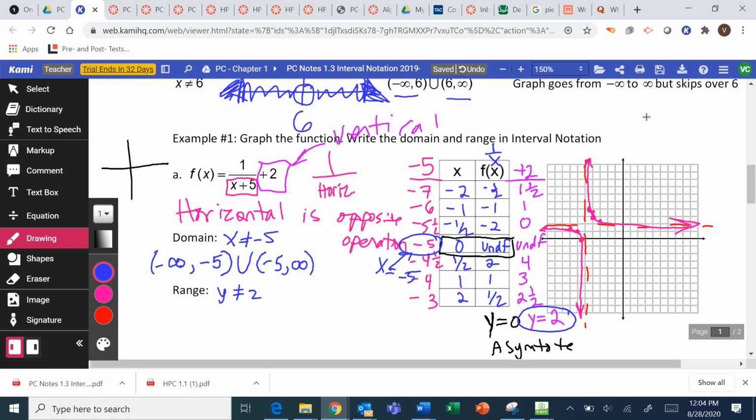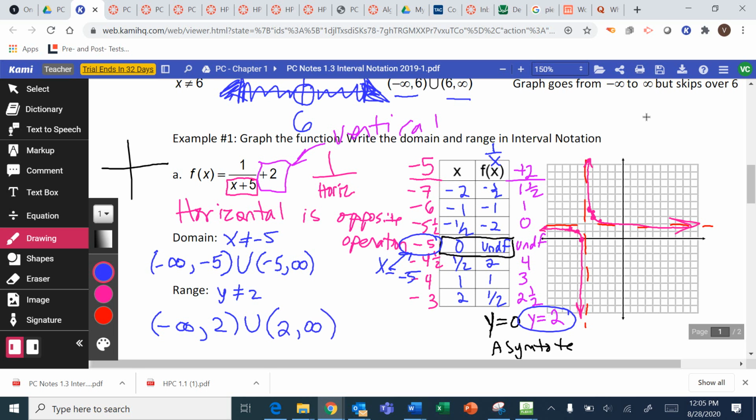And then for the range, it's the same way. We've got two pieces up and down. The y is -infinity to 2, union 2 to infinity. So anytime you do these reciprocal functions, this is what your domain and range will look like. You just have to find those.